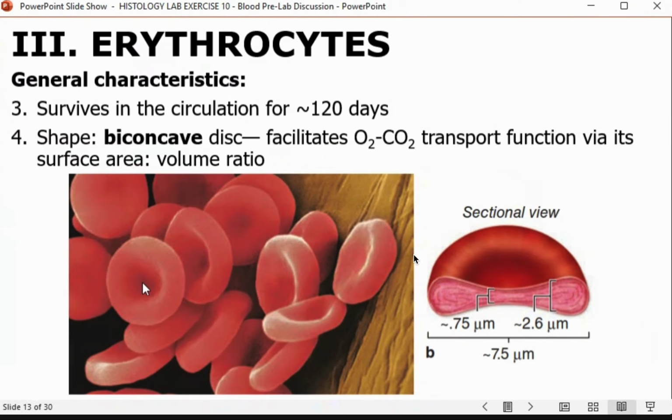Its shape is this biconcave disc. A biconcave disc, what does this even mean? Biconcave meaning there's a concavity, meaning an indentation, on both sides. There's one on this side, and then on the other side of this red cell, there's another. So, one concave and another concave. Two concaves, meaning biconcave. And this biconcave shape helps increase the surface area of the cell to allow more oxygen to be carried by your red blood cells.